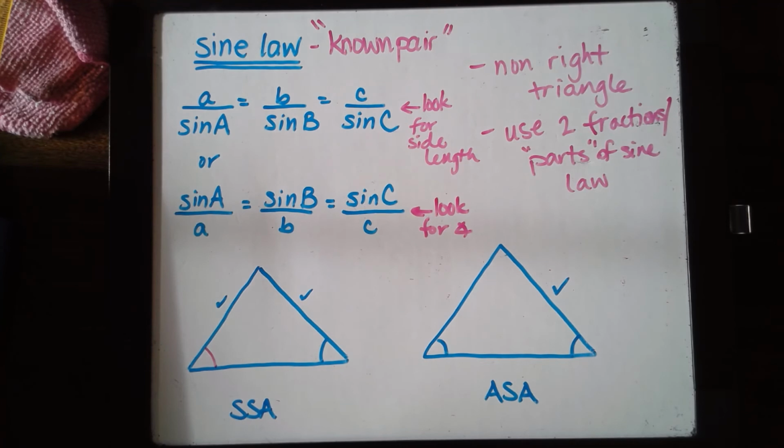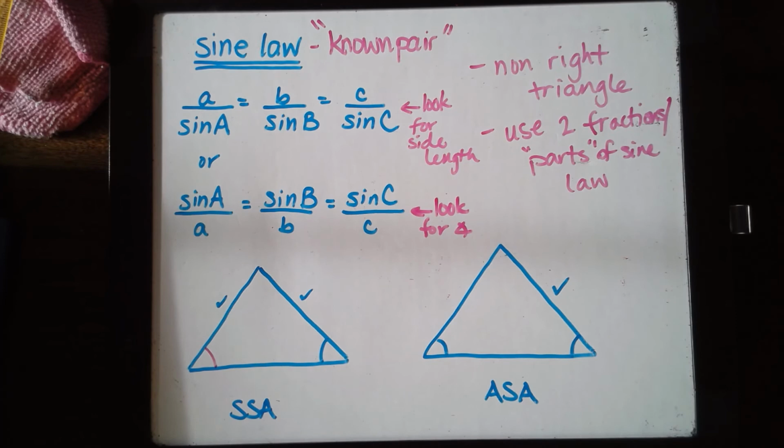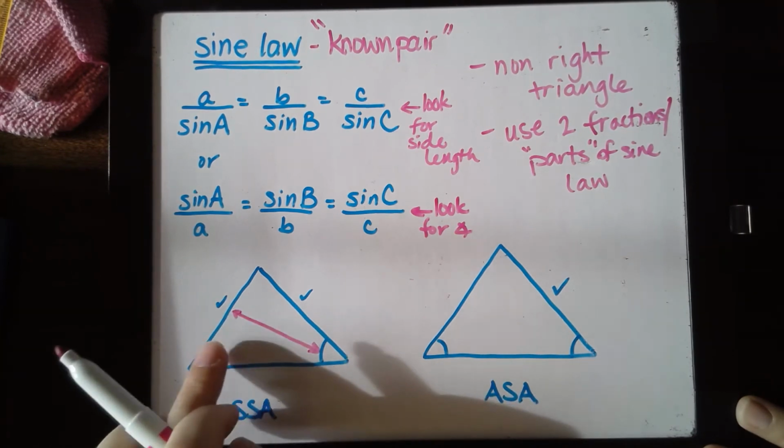We don't need to worry about the ambiguous case. You might come across the ambiguous case if you're looking at other resources, and those will be for SSA triangles, but we're not going to worry about that this year. The other triangles you might see that work for Sine Law are ASA triangles, where you're given an angle, a side, and an angle. I don't want you to memorize these. I don't want you to even really worry about them. What I want you to see is we have this known pair. I'm going to just get rid of this here.